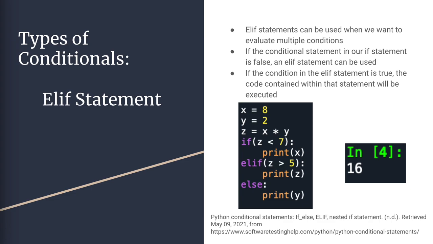If a given condition is false, we can evaluate a different condition using an elif statement. In our example below, z equals 16, so the condition in our if statement is false. The elif statement evaluates if z is greater than 5, which it is. Thus, the computer will print z and we get 16. Elif statements are similar to else statements, but they differ because elif statements evaluate multiple conditions.